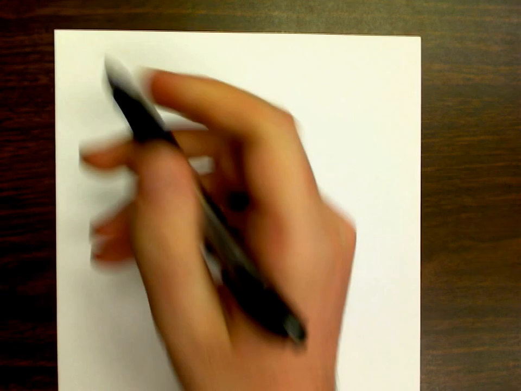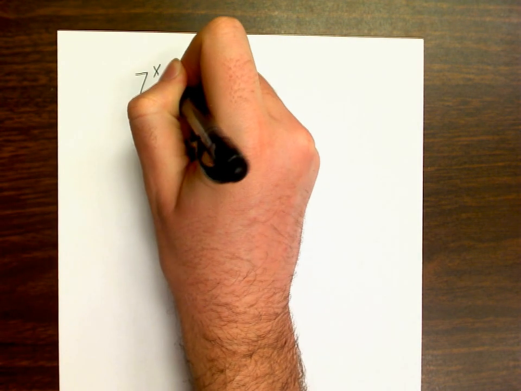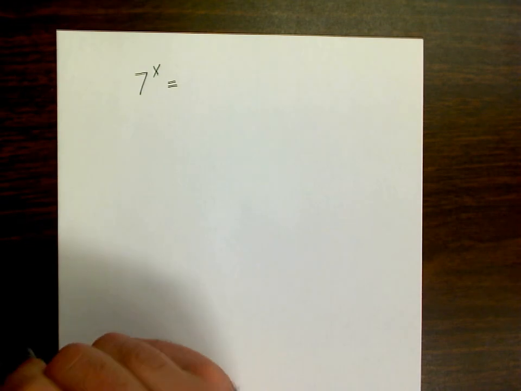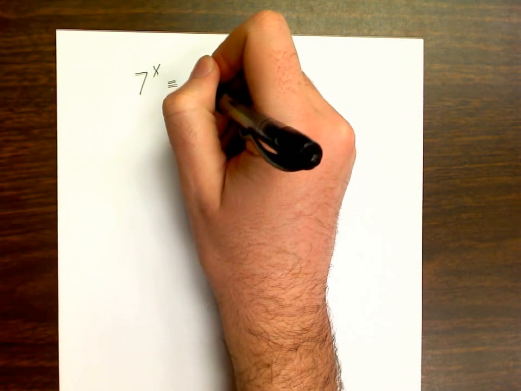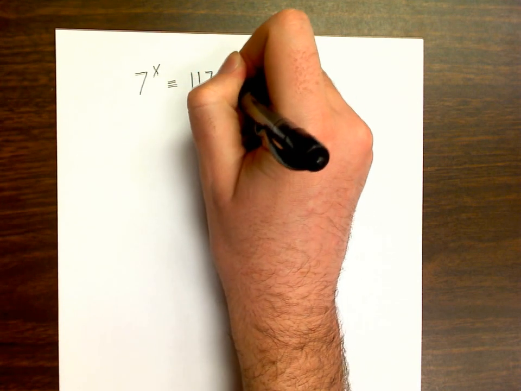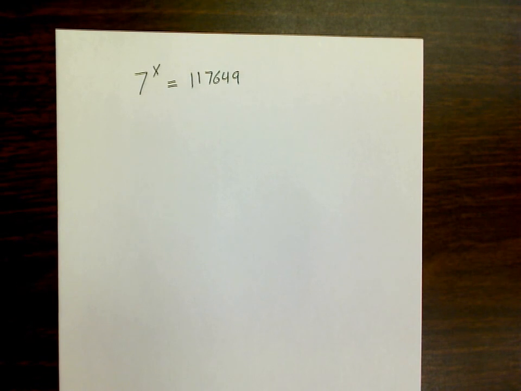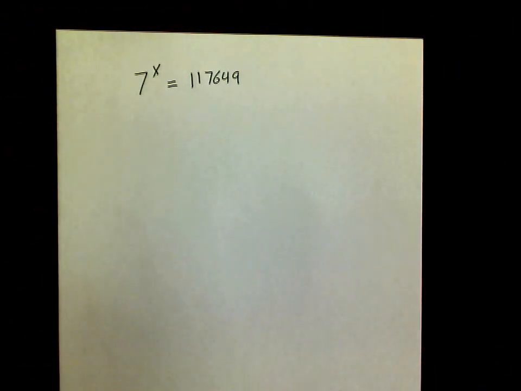I'd like to start today with a question before we get into any of the guided notes. I want you to think about how you might approach a problem like this: 7 to the power of x equals this number that I didn't think about before I wrote it, 117,649. How would you solve for x there?